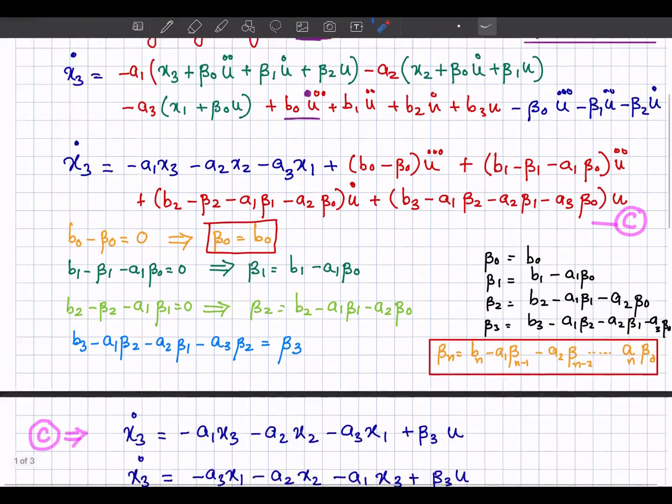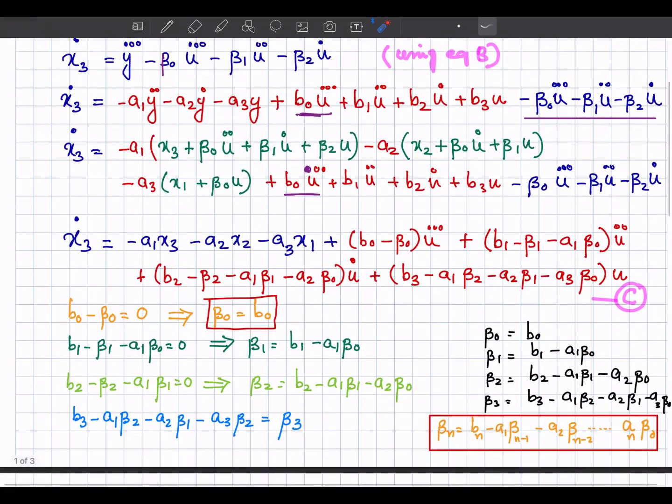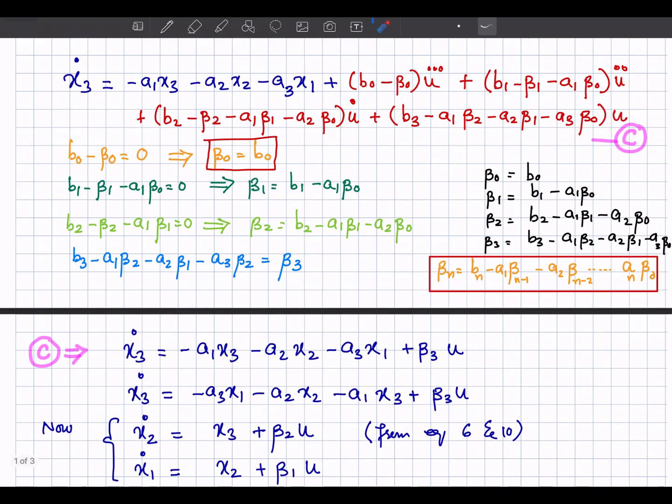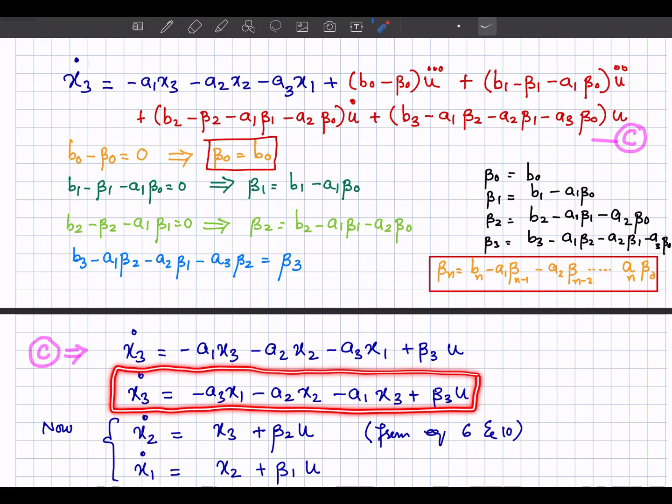Now, using these values of the betas, what about equation C? This is going to become 0, this is 0, this is 0. So we can write equation C like this: x3 dot is equal to minus a1 x3 minus a2 x2 minus a3 x1 plus beta 3 into u. And if I rearrange it, I can write it like this. So this is our third first order differential equation in terms of the state space variables. x1, x2 and x3 are our state space variables, and u is the input.